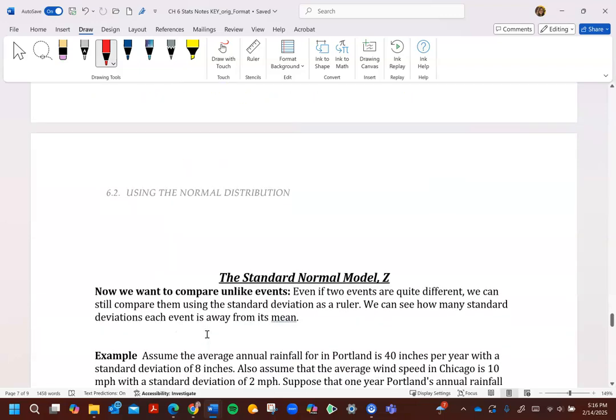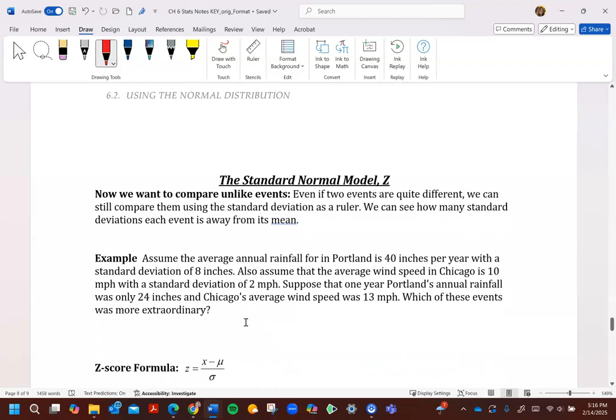The next thing we're going to do is look at the standard normal model Z. So if we have to compare things like apples and oranges, we can just boil it down to the standard deviation Z-score, and to find out how many standard deviations each event is away from its mean. And then we can use that for comparison. We did something similar to this before when we were doing Z-score by the formula in another lesson. But now we can actually use Statlet to find that as well, so that will be even nicer.